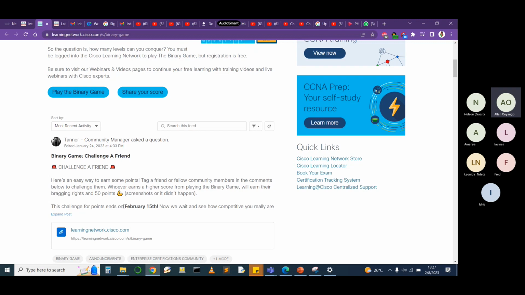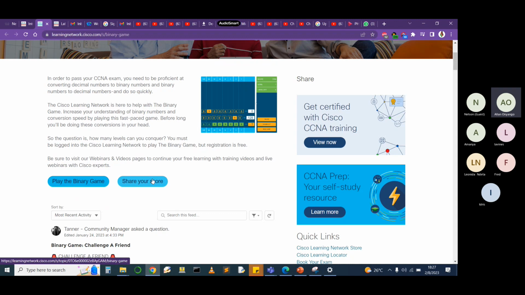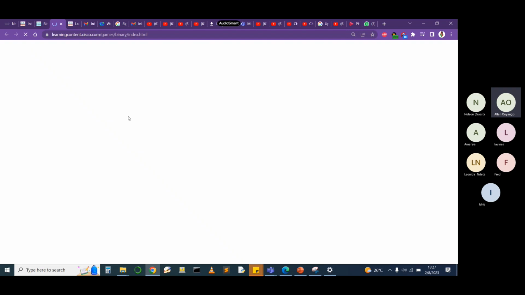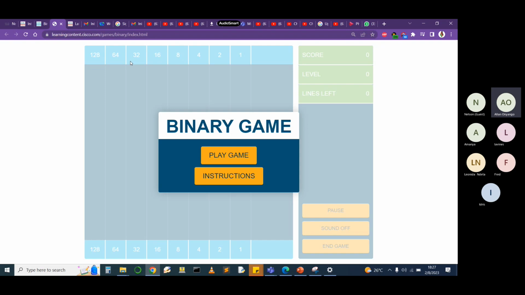So what happens is this. You're going to play the games and you share your score. And I will need you guys to share your score in the group so that we see where everyone has reached, okay? So let's see the game open first. This game is going to be opening in a short while. The rules are very simple. In this game, you're going to use your multiples of two. I believe you can see them. At the top here is 128, 64, 32, 16, 8, 4, 2, and 1. And so is at the bottom here, 128, 64, 32, 16, 8, 4, 2, and 1.